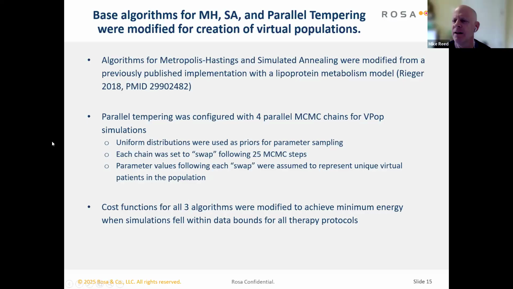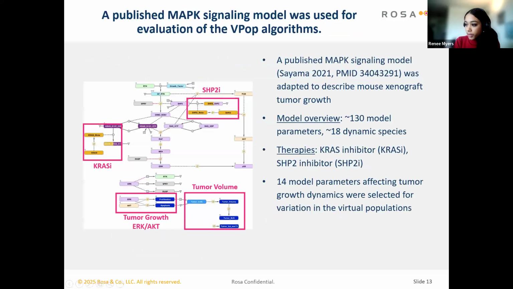Yep. Okay. Next question is, have you tested this on multiple models? And do you know if these results vary with model complexity? So the model that we tested was, I would say, a moderately sized model. We have a decent number of model parameters and species here.